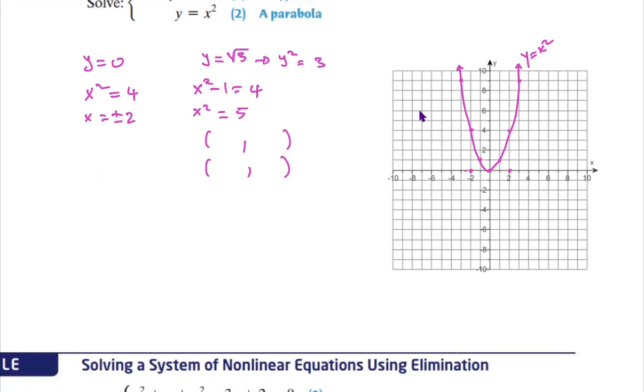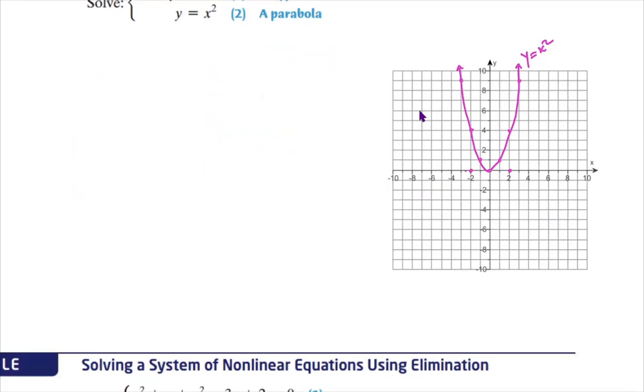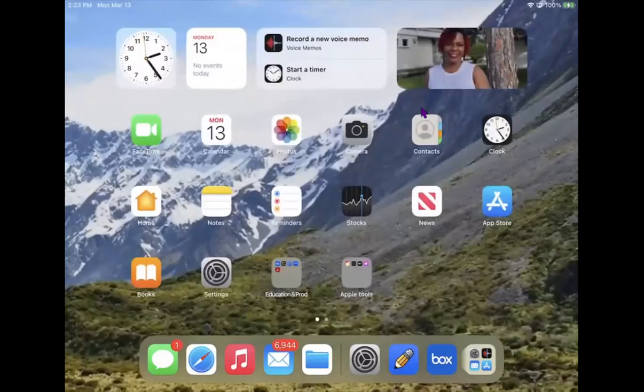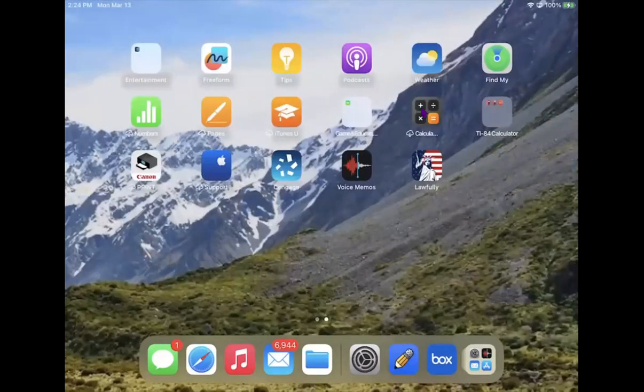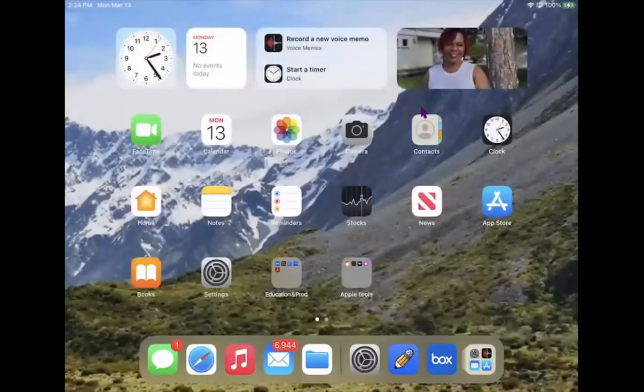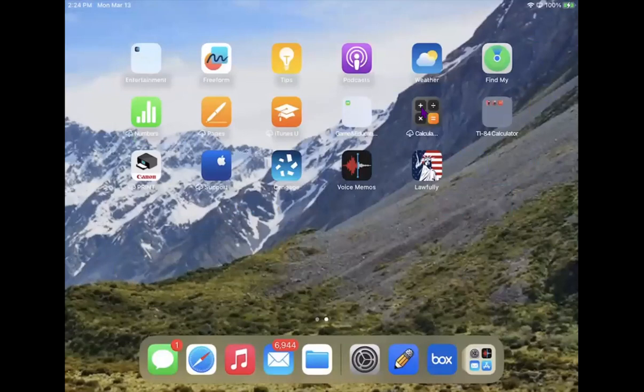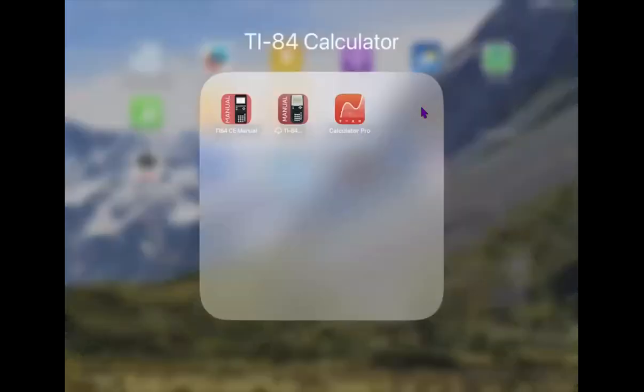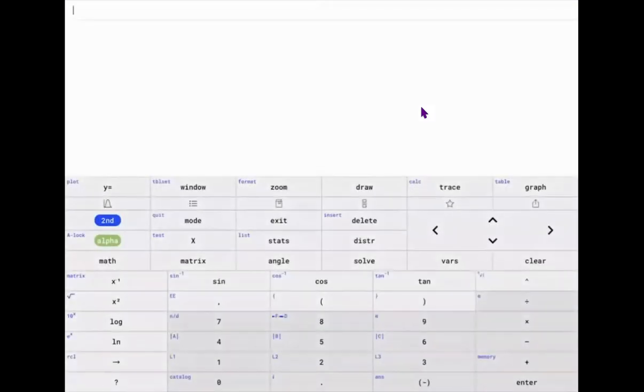Or one thing that you can also do, you can use your graphing calculator and sketch the graph, right? And find points on it. So let's try to do it on the graphing calculator instead of doing it by hand. I'm gonna pick up my graphing calculator on this screen here. Okay. So now this is the graphing calculator.